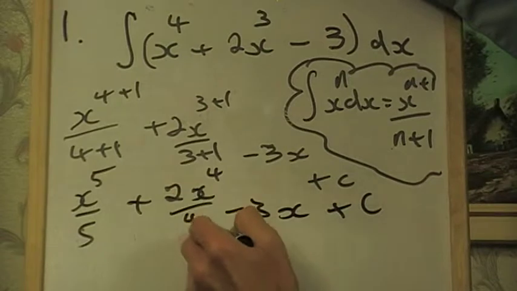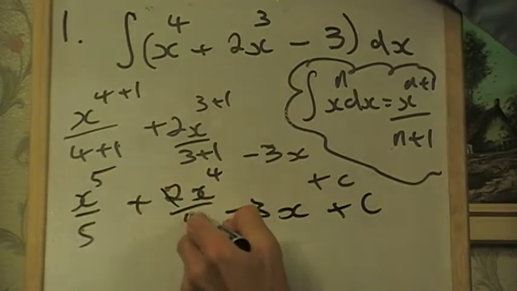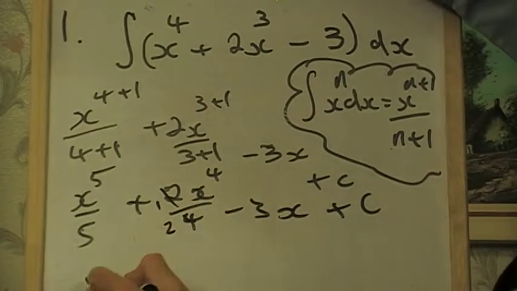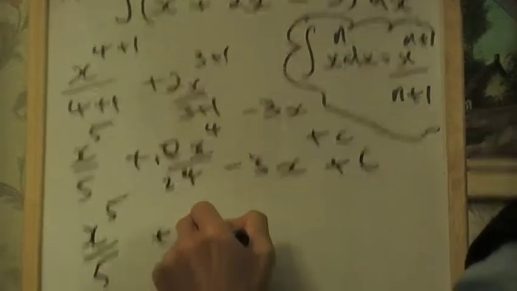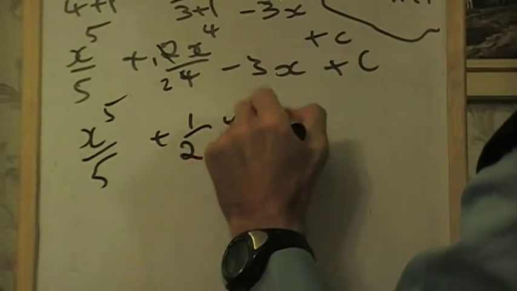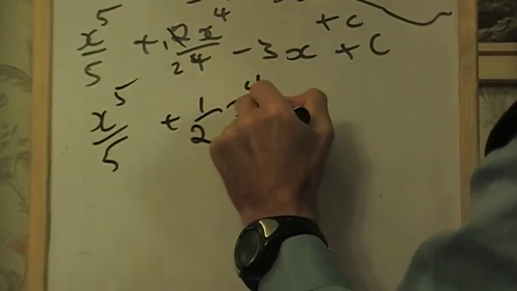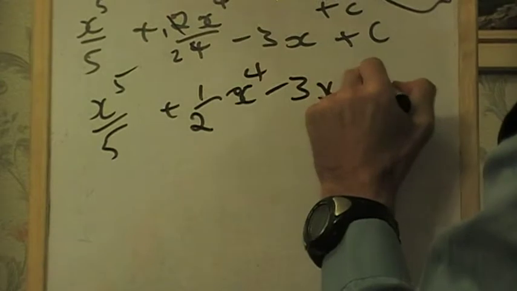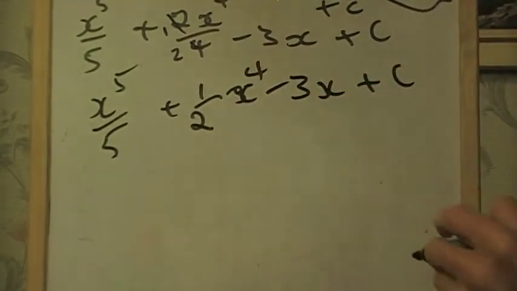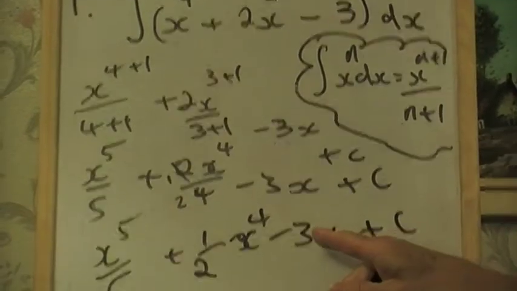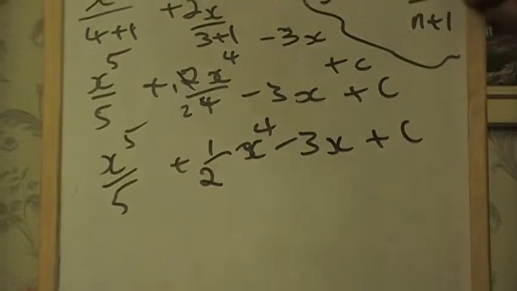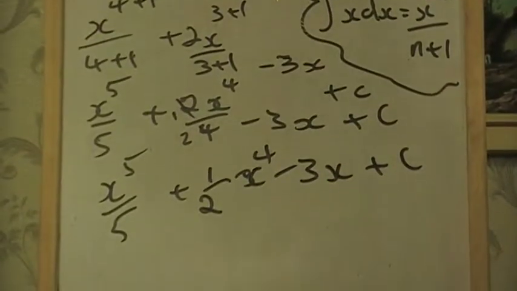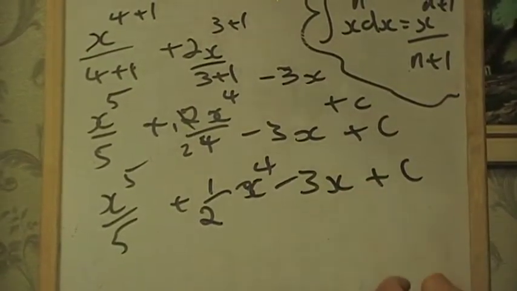We simplify the 2 over 4, of course that will just give us a half, and we have x to the 5 over 5 plus a half of x to the power 4 minus 3x plus a constant. You may know that you've gone from minus 3 to get the integral to be minus 3x. And you may have been told that you integrate a constant and you just add an x on the end of it. But let me explain where that really comes from.